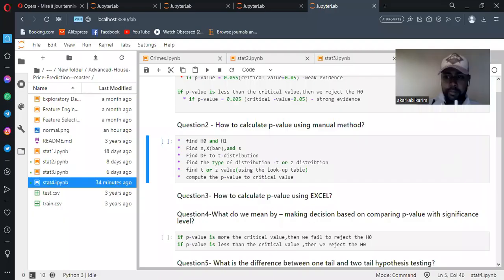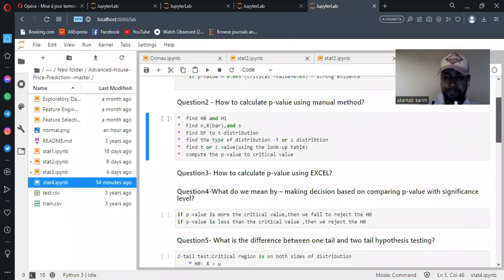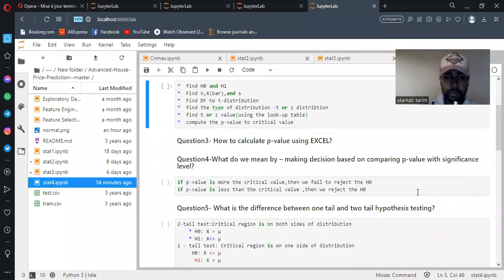So if we return to our questions, if we go to the fourth question, what do you mean by making decisions based on comparing p-value with significance level? Here, to make decisions, we can see two things: the value of p-value and the level of significance, I mean the alpha or critical value.